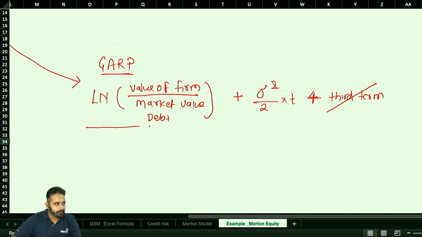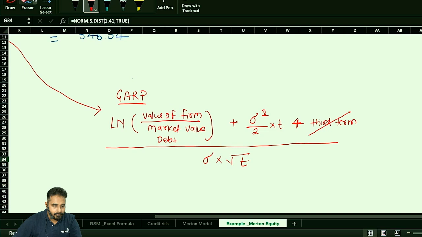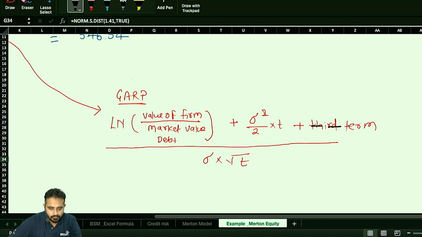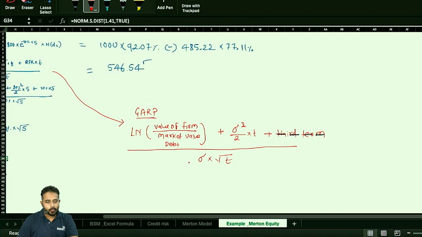Divided by sigma into root t. Let me just clear that mess that I've made here. Plus the third term, which should not be added. Do not add the third term in this equation. And we're just going to quickly experiment with this and see if that really works.